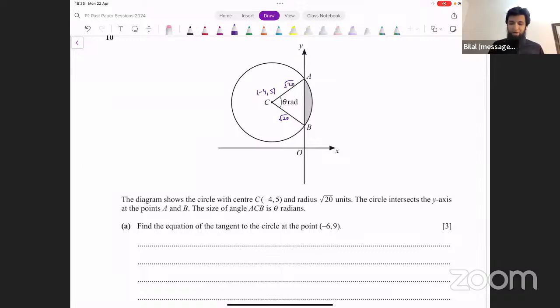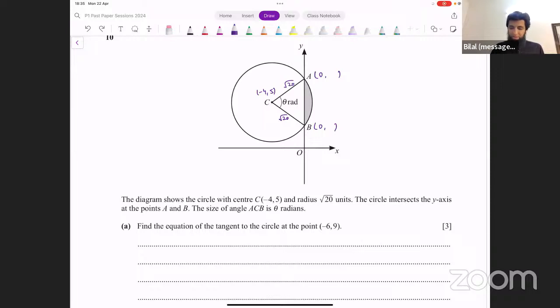The circle intersects the y-axis. So this is the y-axis. That means the x coordinates of both of these points are supposed to be 0. At points A and B, the size of angle ACB is theta radians. This is what we are given. Now it says find the equation of the tangent to the circle at the point minus 6, 9.